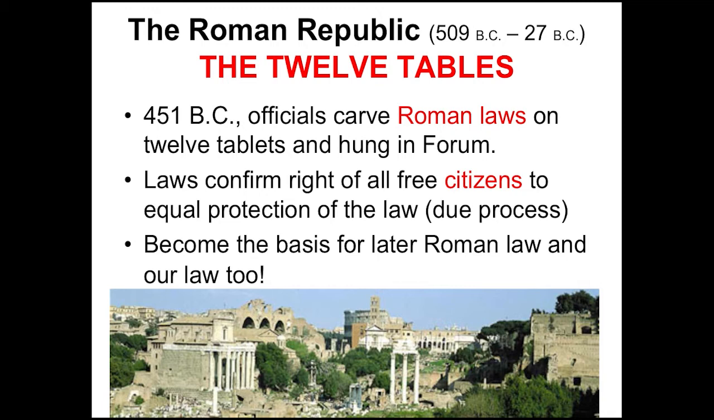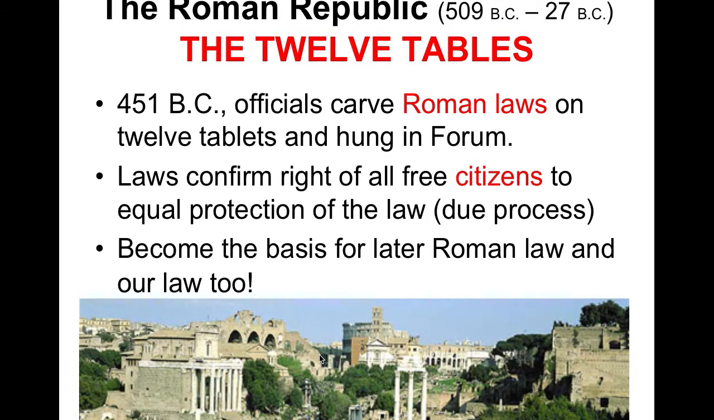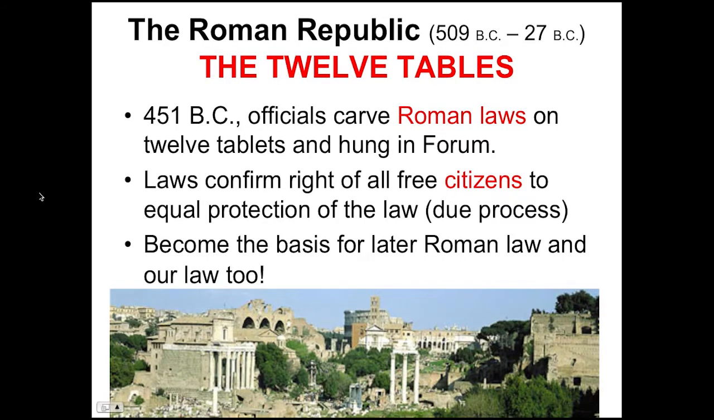In other words, it doesn't matter if you're rich or poor, the law applies to everybody in the same way. And everyone has a right to use the law. That's what due process is. And so this became the basis for later Roman law and our law too. In fact, most law in the Western world can be traced to the law of the 12 Tables.